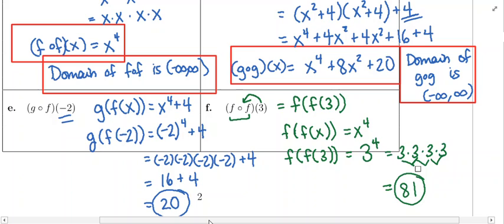The next example we do is going to be more complicated, because when you compose the functions, you won't end up with a polynomial, so the domain is going to be a lot trickier. So let's take a look.